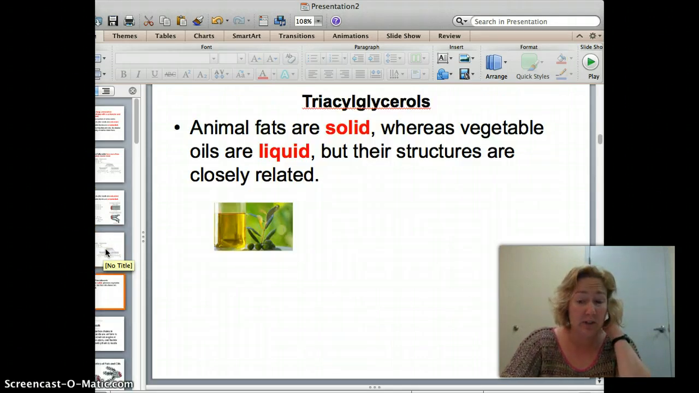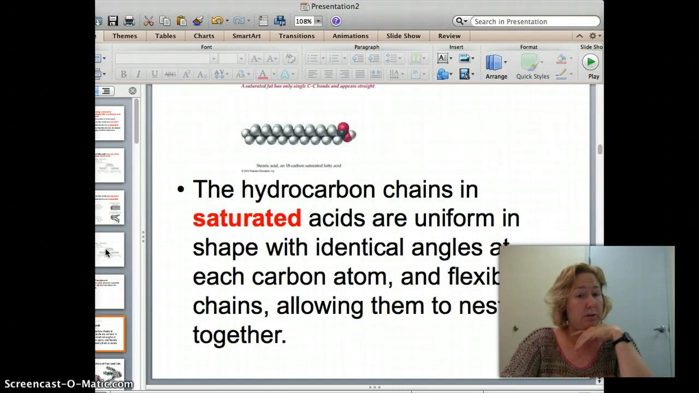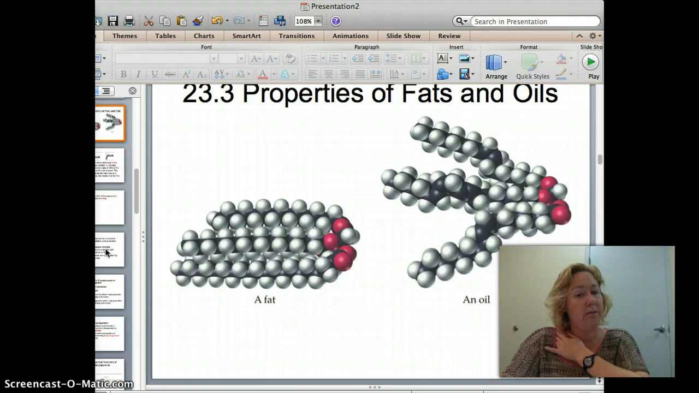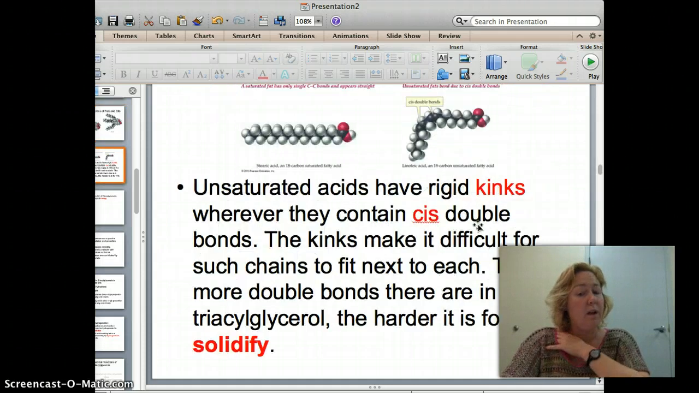Animal fats are typically solid, whereas vegetables are oils or liquid, but their structure looks the same, they just have those double bonds. The hydrocarbon chains in saturated acids are uniform and they nestle together, and they look like this. This looks like fat, this looks like an oil.